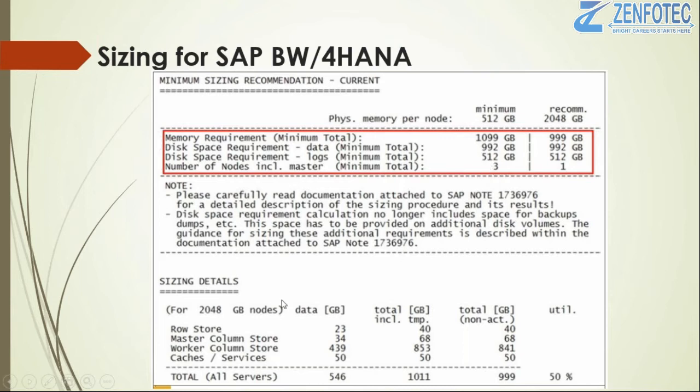If you see the sizing details, here we have the row stores, the master column store, and the worker column stores. Here we have the size and the totals, and here we have the total non-actives. These will be some temporary tables like PSA. The main one is this. The motive is to find out the memory recommendations.